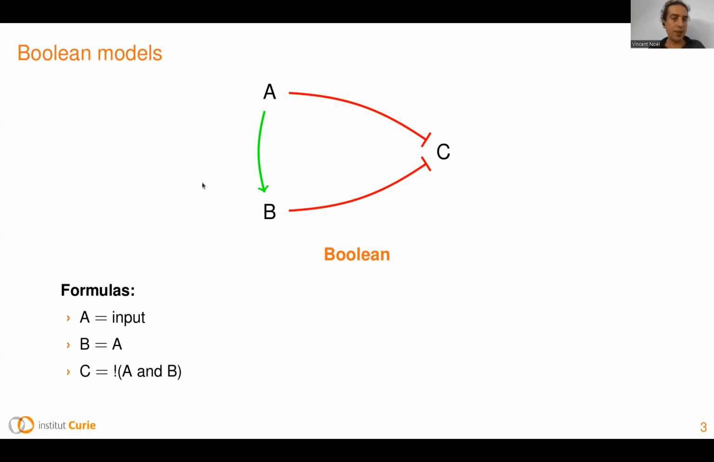Then B will depend on the value of A. It will be a direct dependency since it's a positive interaction. So if A is active, B is active; if A is inactive, B is inactive. And then for C, it will receive two influences from nodes A and B, which are negative influences, which are inhibition. So it will need A and B to be inactive. So we write it as not A and not B.